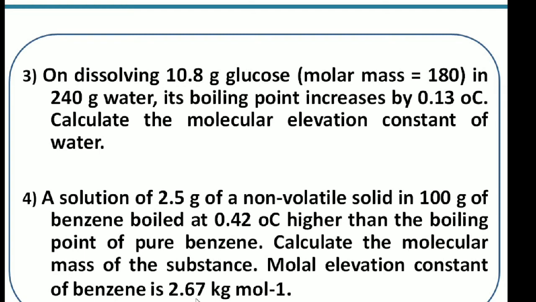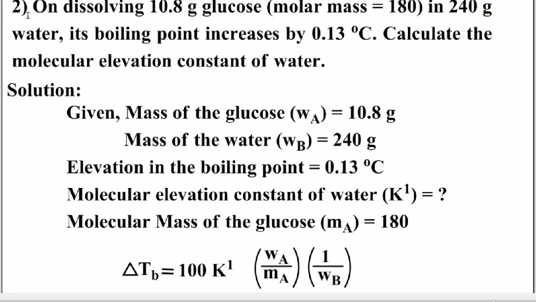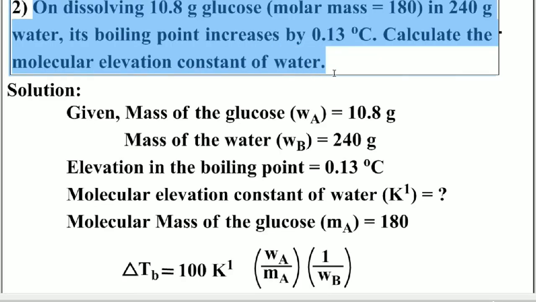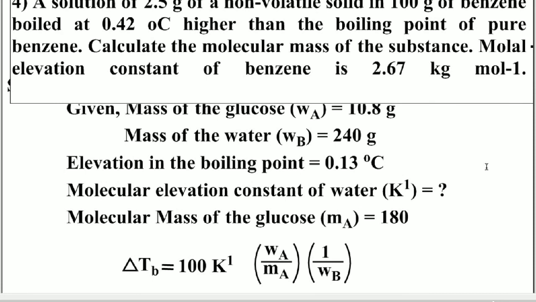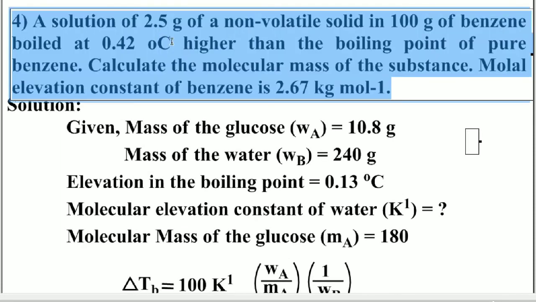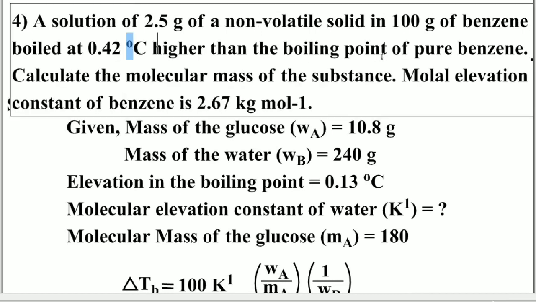Now students, I think this is our problem number 4. So this is our given problem: a solution of 2.5 grams of non-volatile solid in 100 grams of benzene boiled at 0.42 degrees centigrade higher than the boiling point of pure benzene. Calculate the molecular mass of the substance, and the molar elevation constant of benzene is 2.67 kilogram per mole.